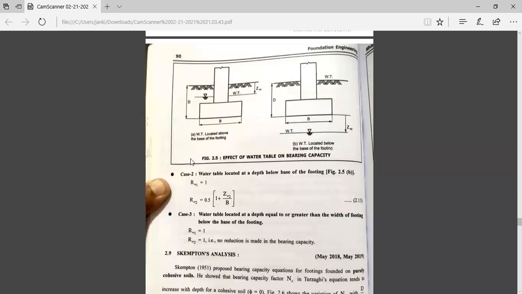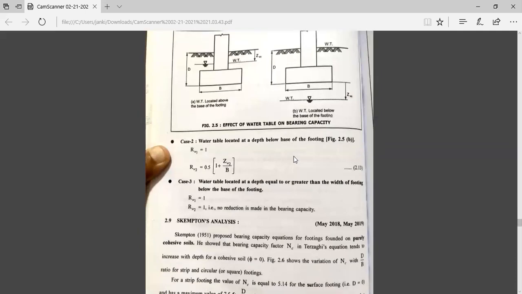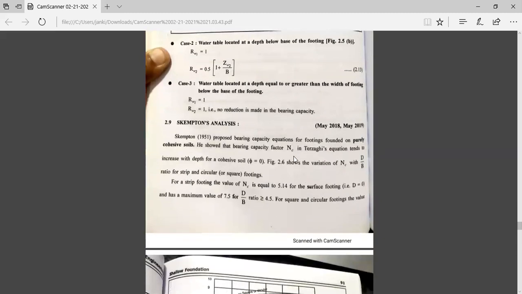Now talking about case 2, when the water table is located at a depth below the base of the footing, right? In such cases, we take Rw1 equal to 1 and Rw2 equal to 0.5 times (1 plus Zw2 divided by B), right? Or we take a third case, in which the water table is located at a depth equal to or greater than the width of the footing below the base of the footing, right? In that case, we take both Rw1 equal to 1 and Rw2 equal to 1. So no reduction is made in the bearing capacity, right?